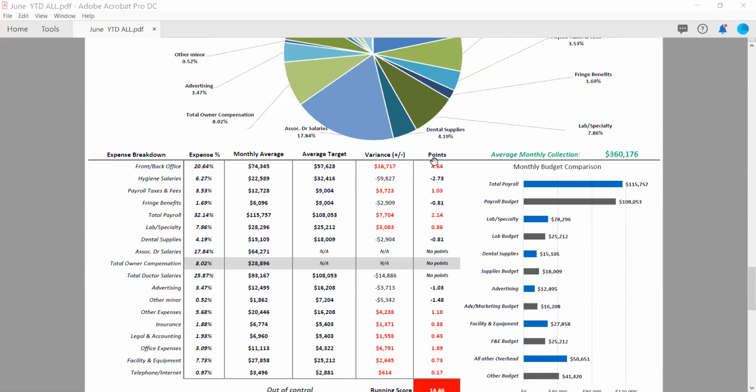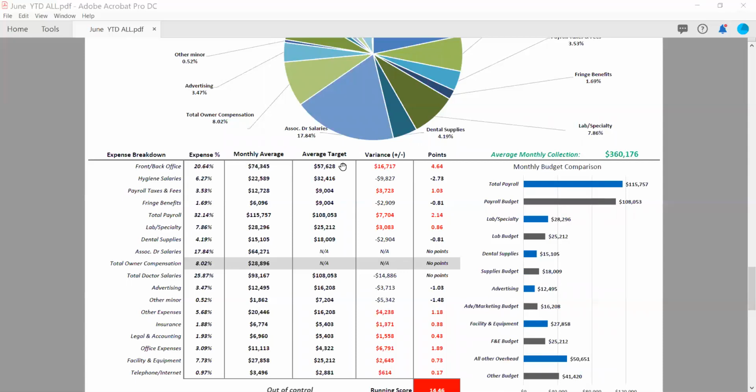So that's a symptom. We know the cause. Moving forward, we hope to see that come down with time as we normalize and stabilize the practice. That's something we pay attention to. What I want to point out here is the average target column. That average target is your budget, basically, based on what phase you're in. For instance, payroll, the budget here is $108,000 per month. We're spending almost 116. If you look to the left, the monthly average dollar amount, which is 32%, we're over $7,700.